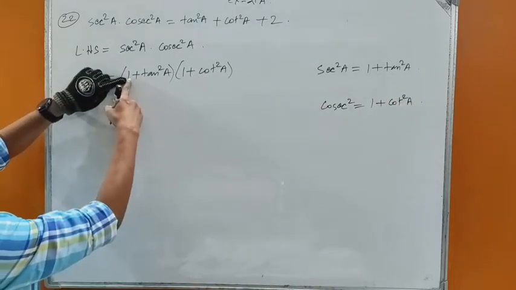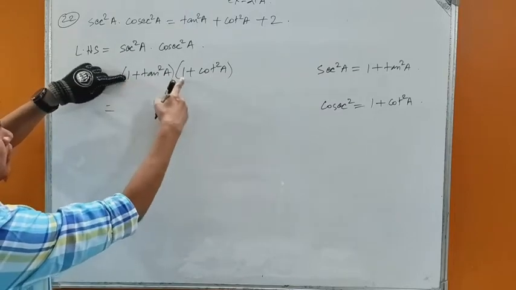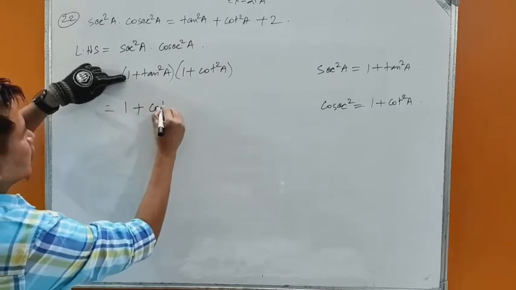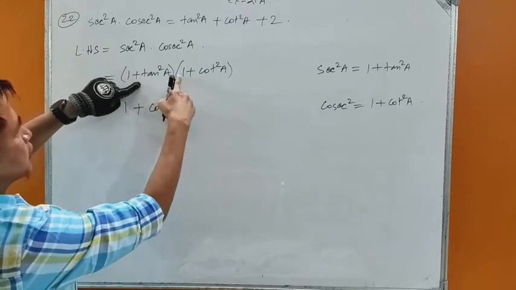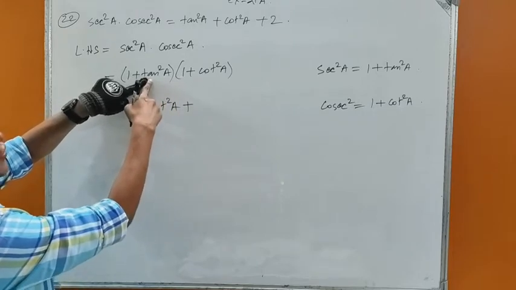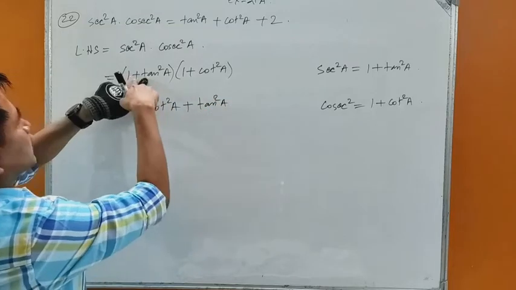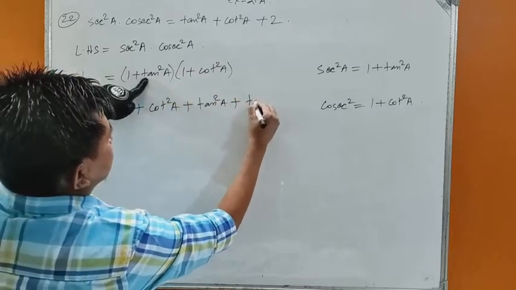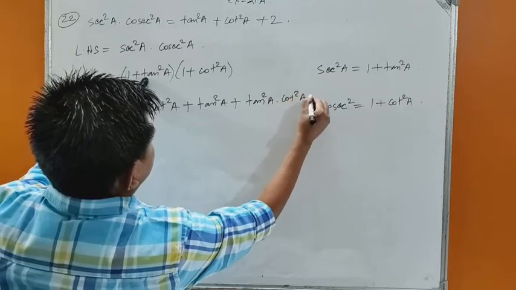First we will multiply with 1 to both the terms and then with tan square a. 1 into 1, 1, plus 1 into cot square a, plus tan square a into 1. Now we will multiply with tan square a. Tan square a into 1 is tan square a, plus tan square a into cot square a. Tan square a into cot square a, isn't it?